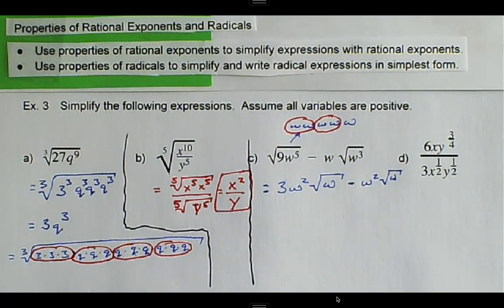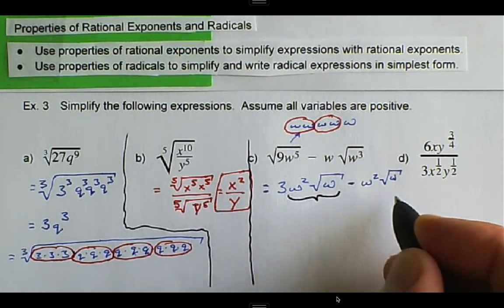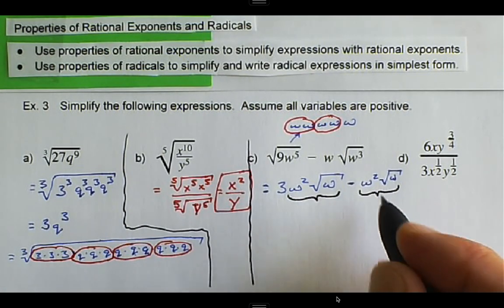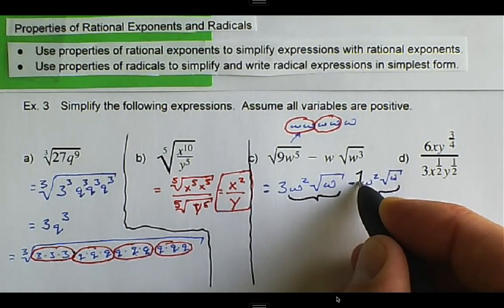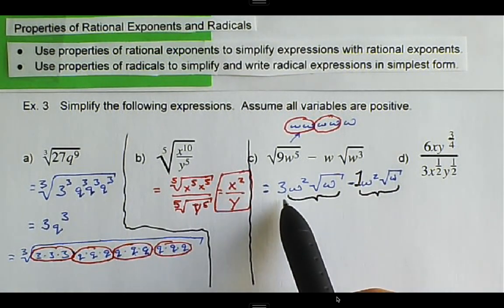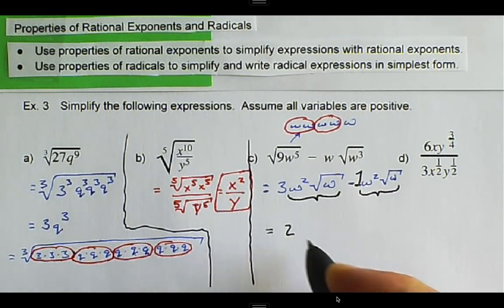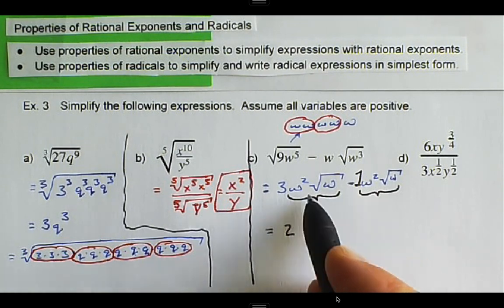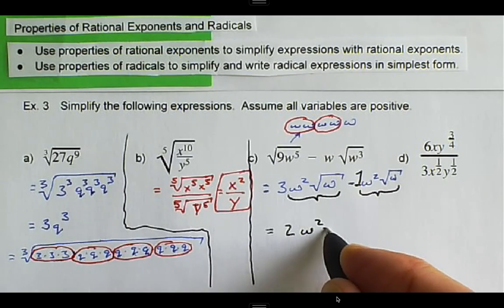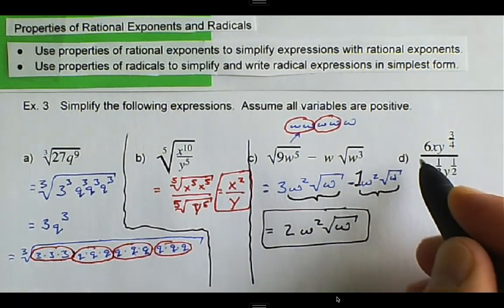We have w squared times the square root of w, and we have w squared times the square root of w. So those are like terms now, and we have the understanding that there is a 1 out front. So in this case, we say 3 minus 1, that is 2, and then for the like terms, we just leave whatever's there. So that becomes 2w squared square root of w, and that is the simplest form.